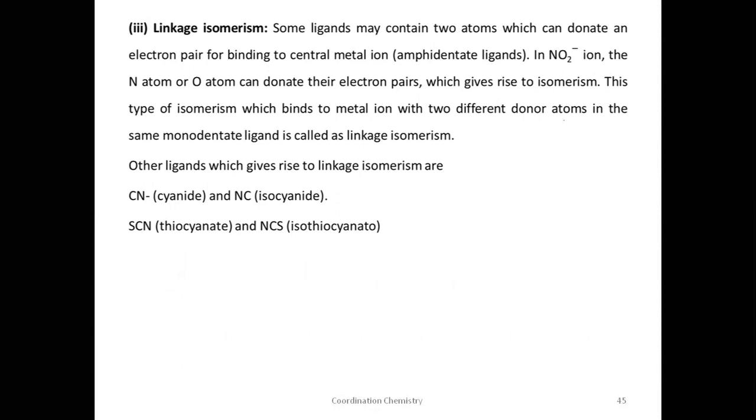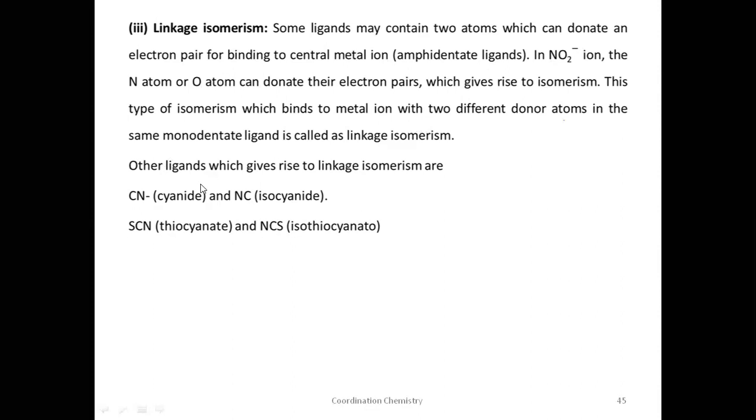Depending on that, it will be varying. For example, in NO2 minus, the N atom or O atom can donate their electron pairs. If N is donating, that is nitro. If O is donating, that is nitrito. So this type of ligands are known as amphidentate ligands, and these amphidentate ligands will show linkage isomerism because they can bind to the central metal atom with two different donor atoms.